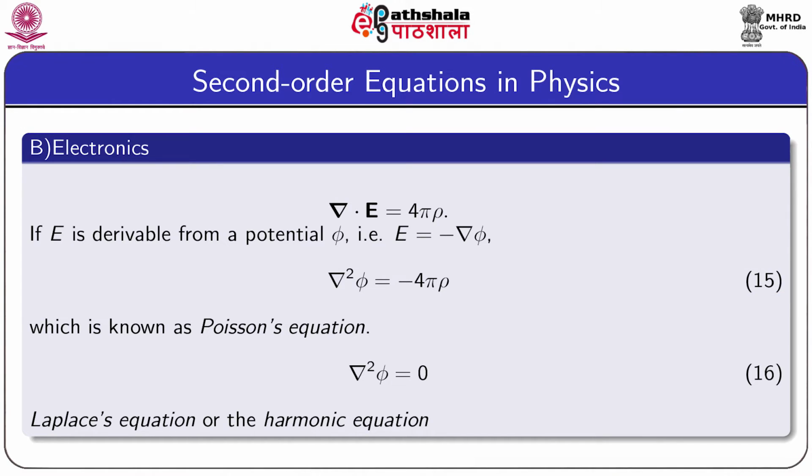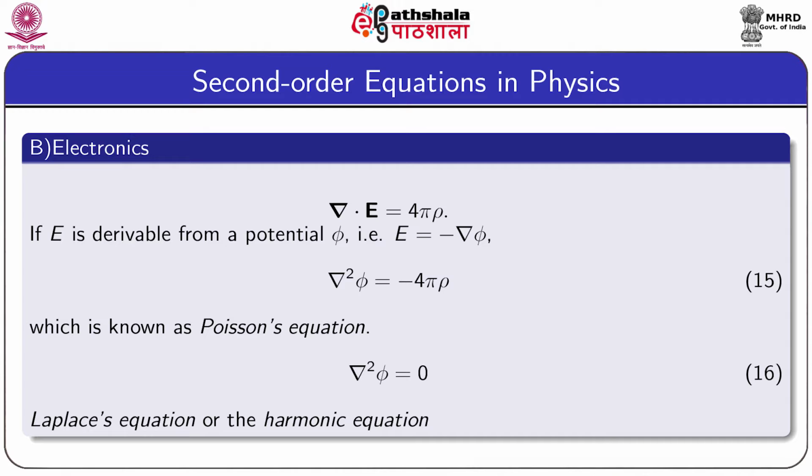This is a famous equation known as Poisson's equation, and again we are getting a second order partial differential equation, which is linear. If there is no charge, then rho can be assumed to be 0, and equation 15 reduces to grad square phi equals 0, which is known as the Laplace equation or the harmonic equation.